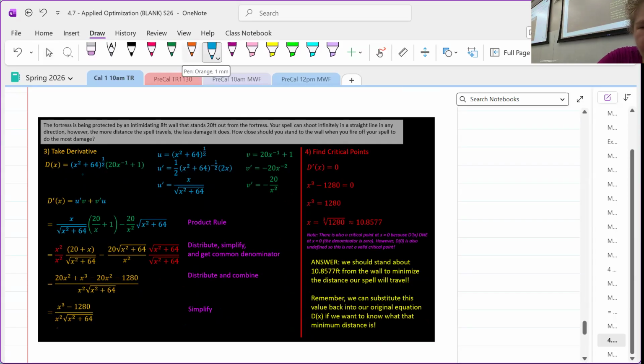So they set up the product rule here. They write their product rule with U and V. So the first part is U. The derivative of U was kind of ugly, so they simplified it. And then the derivative of V, we used our power rule with a negative power. And then they rewrote it, so it's negative 20 over x squared.